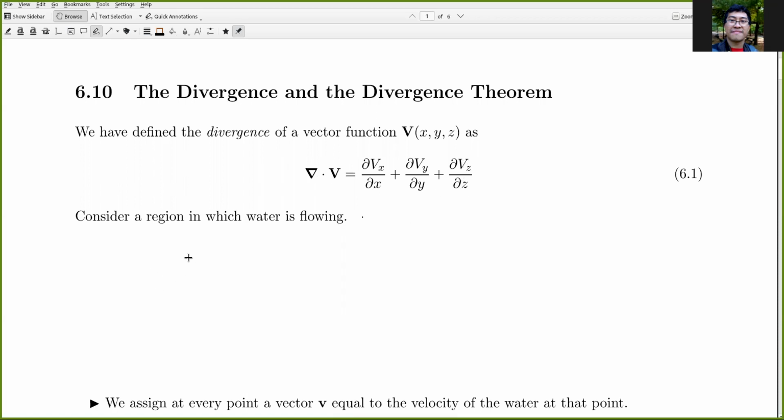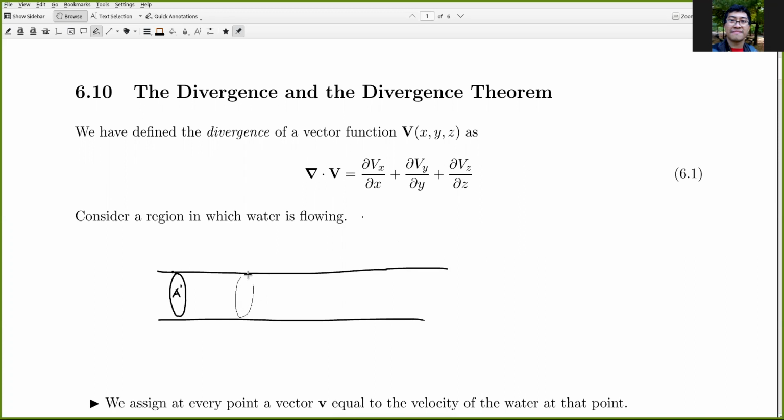Now let us consider a region in which water is flowing. Suppose you have here a cylindrical region. So here there is a uniform area A prime. Okay, this is A prime. Just to be more clear, this is A prime. And water is flowing along this direction with a velocity v.